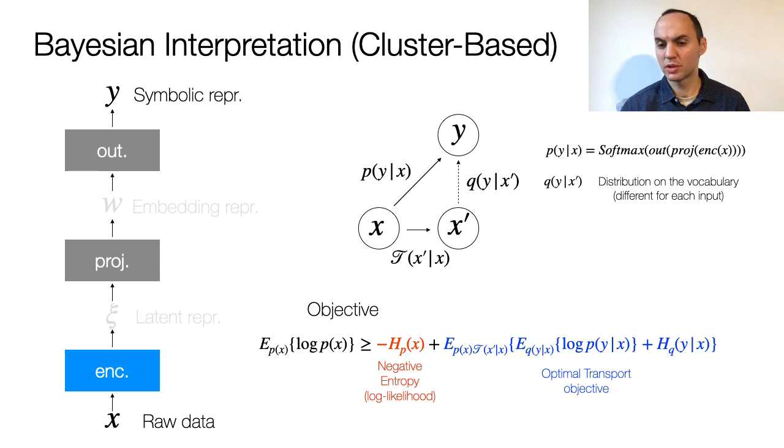So what people typically do is use an alternating strategy between optimizing Q and P, and depending on the algorithm that you use, you can end up with different strategies, like for example DeepCluster, SwAV, and many others.